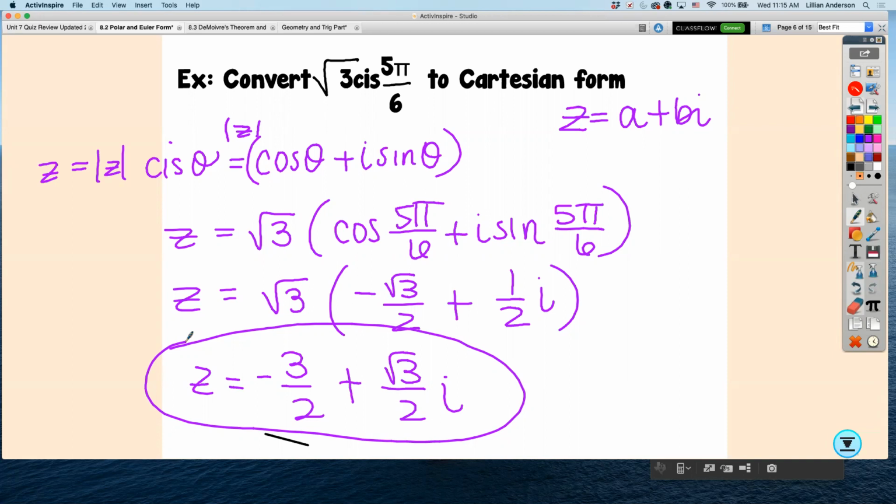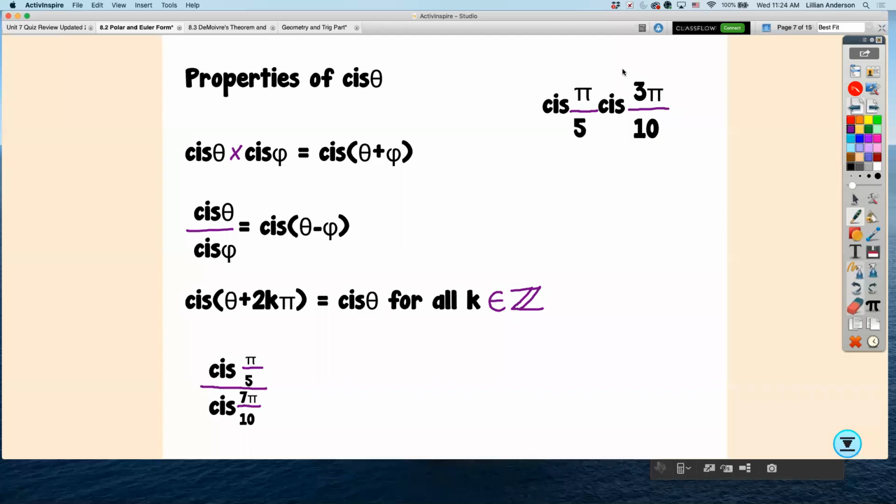All right, let's look at some properties of cis that are gonna be helpful when it comes to simplifying different expressions and things like that. With your properties of cis theta, when you're multiplying two of them with two different angles, you can technically add them. Division, subtraction, sound familiar?